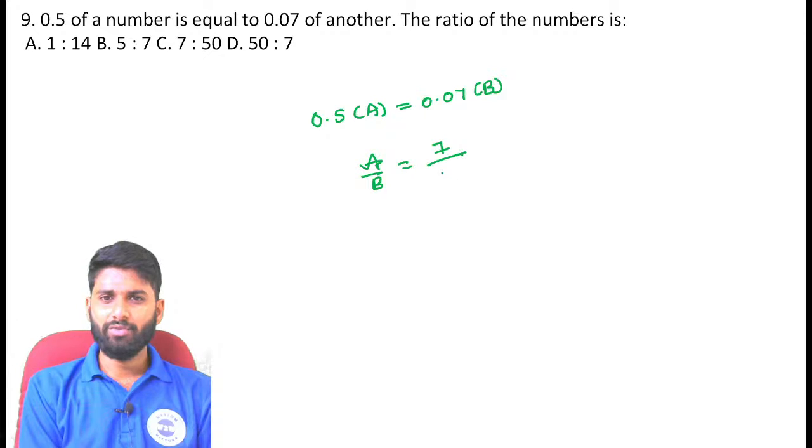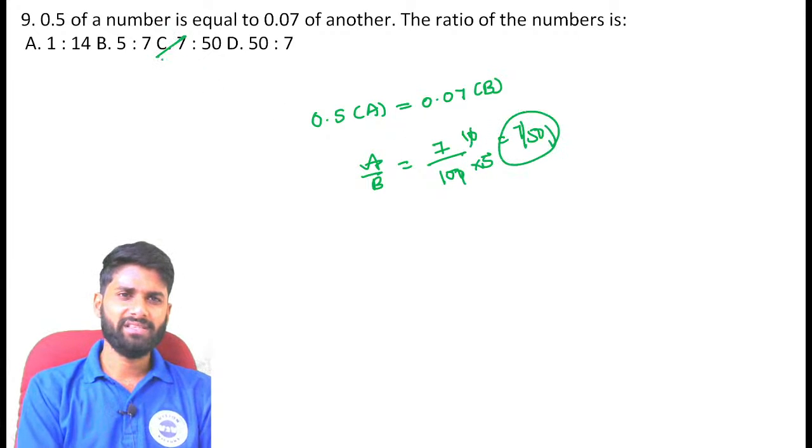So 7 divided by 100. Again, 0.5 can be represented as 5 by 10, the 0s cancel. The ratio becomes 7 by 50. So these are the basic level questions.